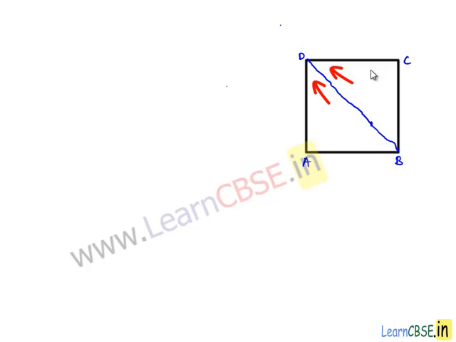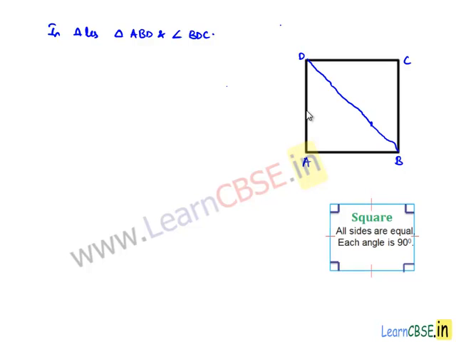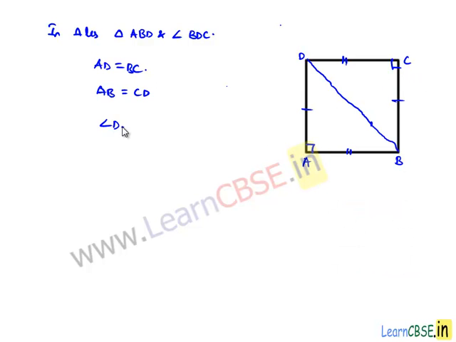So in order to prove that, let us consider both the triangles, that is triangle ABD and triangle BDC. In both triangles, as we have proved that ABCD is a square, AD will be equal to BC and also AB is equal to CD. Now as it is a square, we can say angle DAB is equal to angle DCB is equal to 90 degrees, as in a square, the adjacent sides are perpendicular.